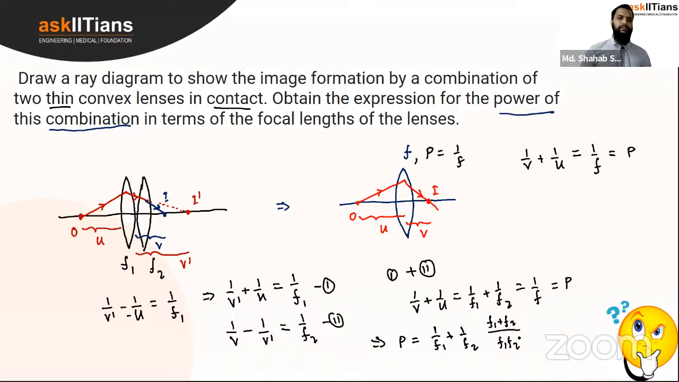This question, you can expect in the category of 3 marks, because 1 mark is for the ray diagram and 2 marks for the rest of the calculation. So this can be under the category of 3 marks.